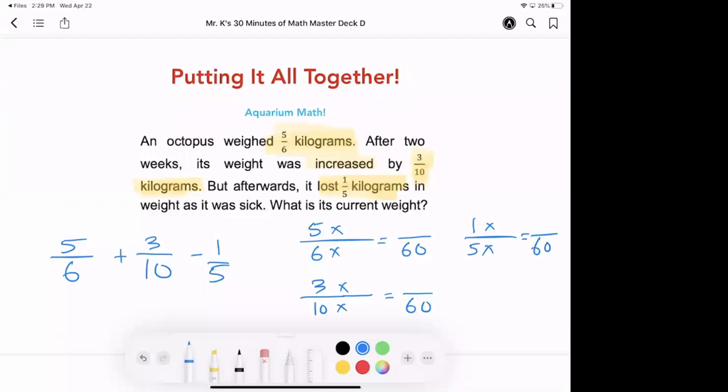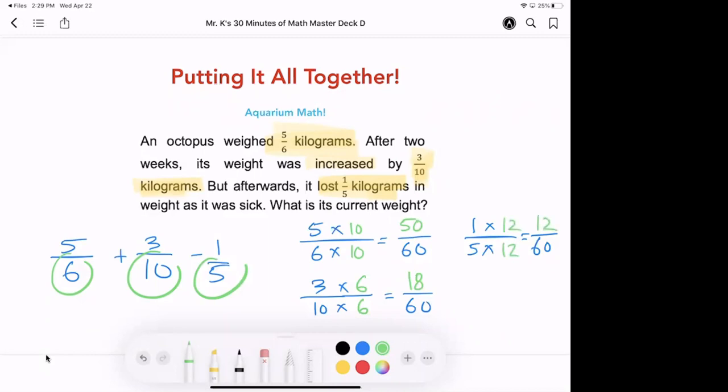Okay, welcome back, everybody. Let's see how we are doing. We are going to convert our 6ths, 10ths, and 5ths. We're going to decompose all of those into 60ths. So to do that with our 6ths, we can decompose by multiplying our numerator and denominator by 10. So that would be 50/60ths. Then our 10ths, we can decompose into 60ths by multiplying by 6. Our 5ths, we can decompose into 60ths by multiplying by 12.